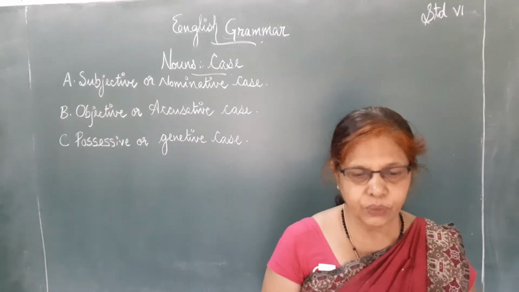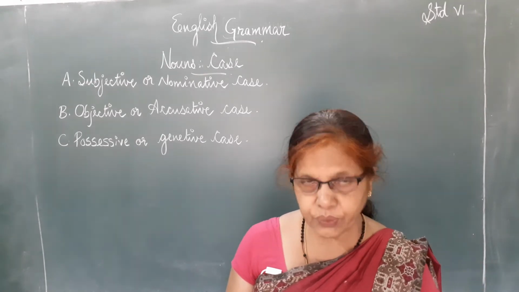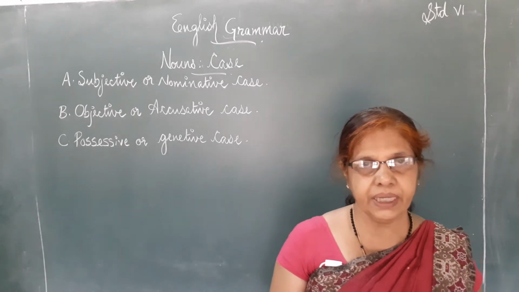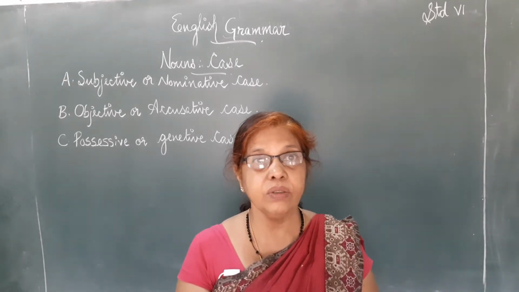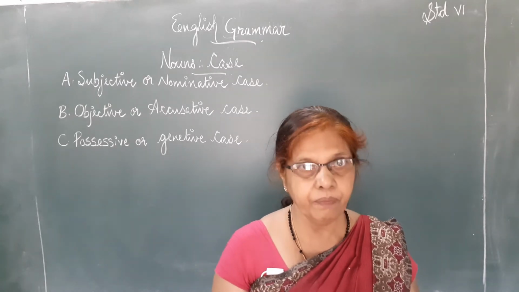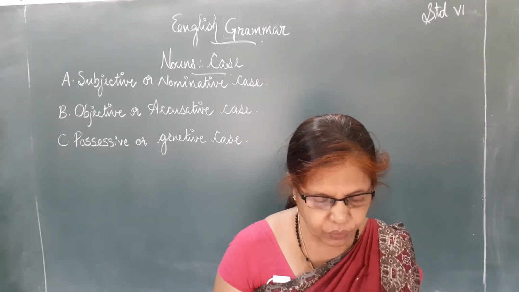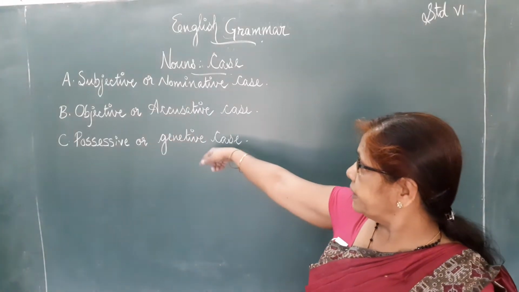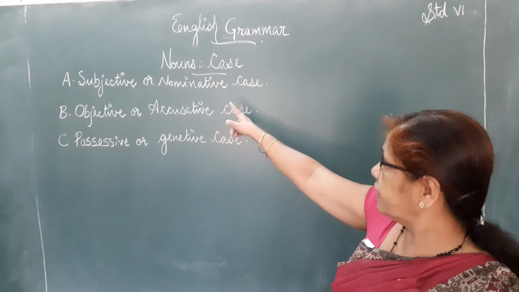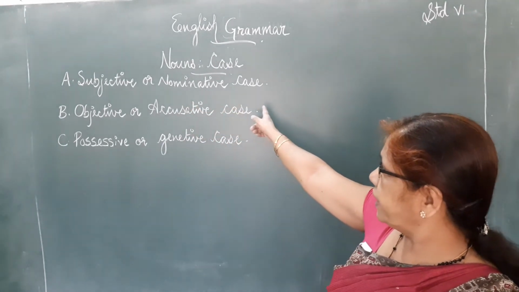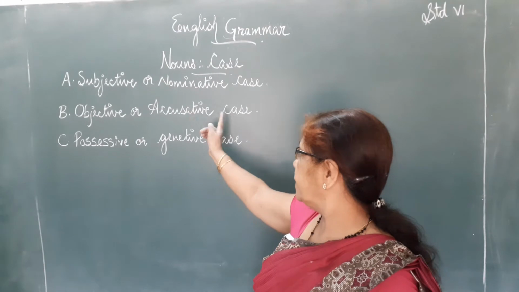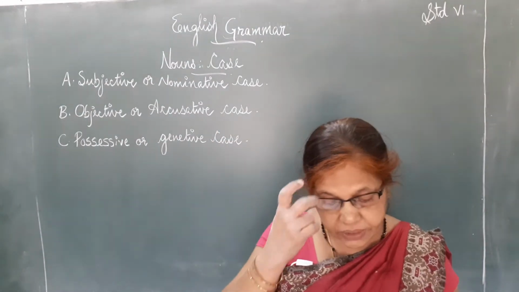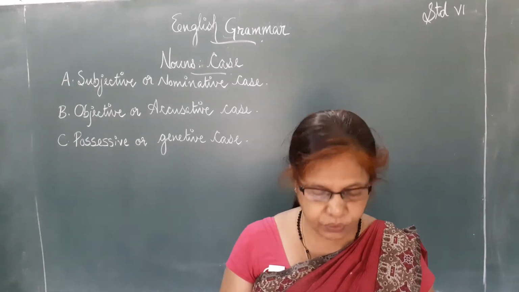We were going through nouns and today we are going to learn about the noun cases. What is case? The noun has many parts, and today we are going to learn about nouns and case. There are 3 types of cases: subjective case or nominative case, objective case or accusative case, and possessive or genitive case. These are the 3 cases of nouns.